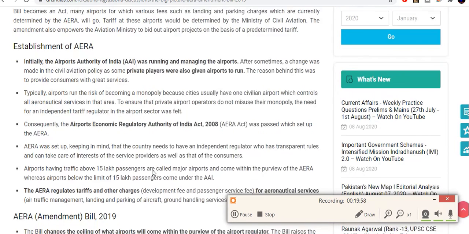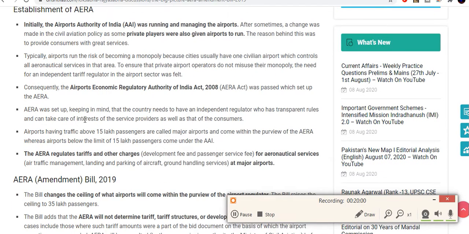And what was the role of AERA? AERA was set up keeping in mind that the country needs to have an independent regulator who has transparent rules and can take care of the interest of the service provider. देखो सीधी सी बात है, अगर प्राइवेट कर दोगे तो महंगा हो जाएगा ना, चीज़ें महंगी हो जाएंगी. So to basically cap that particular thing, in 2008 this body was created to basically regulate the pricing.